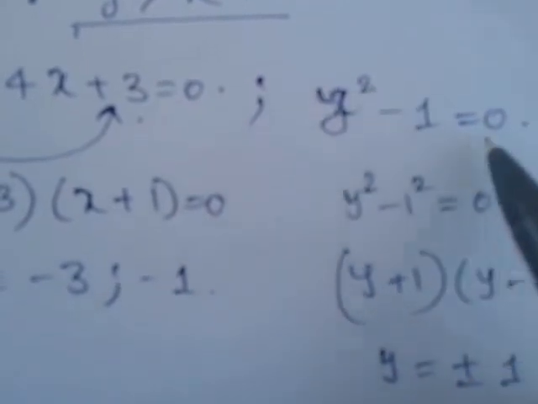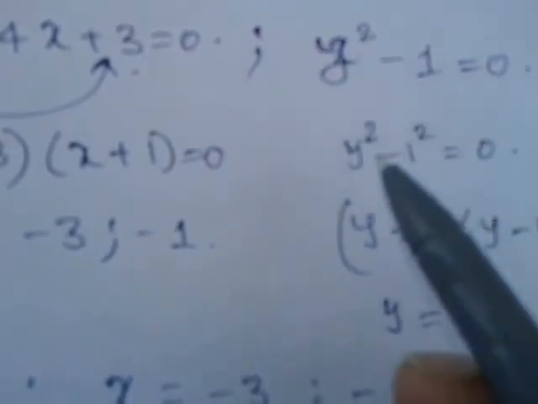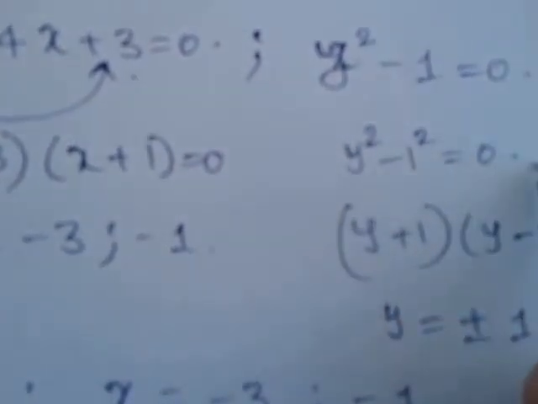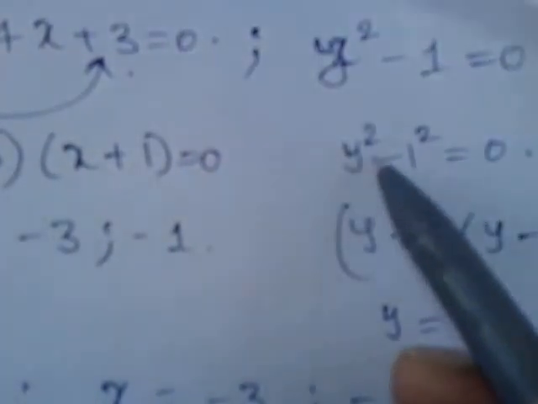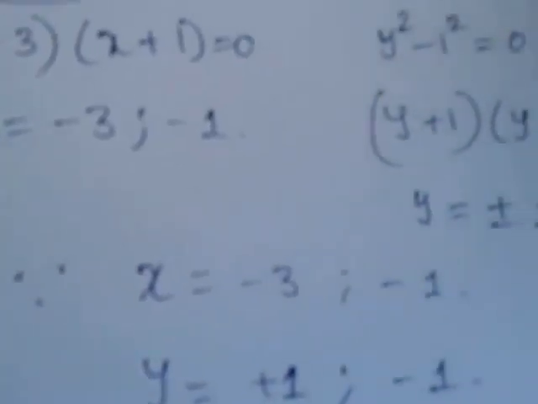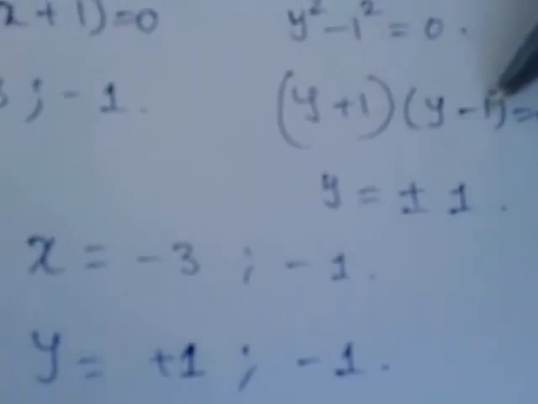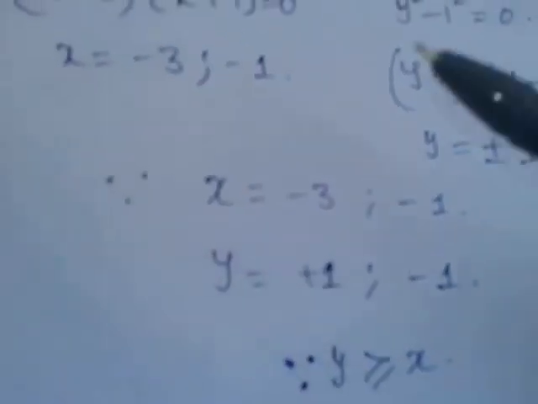Here y square minus 1 square is equal to 0. a square minus b square is a plus b into a minus b. Similarly, y plus 1 into y minus 1 is equal to 0, which will give you plus or minus 1. y is equal to minus 1, y is equal to plus 1. So what are the roots you have got? x is equal to minus 3, minus 1, and y is plus 1, minus 1.